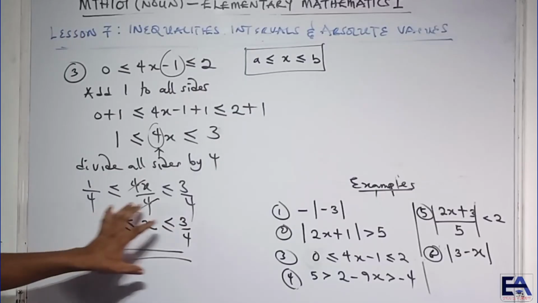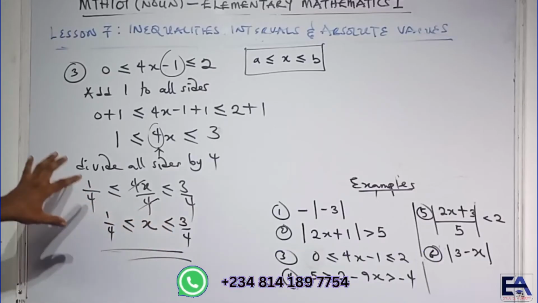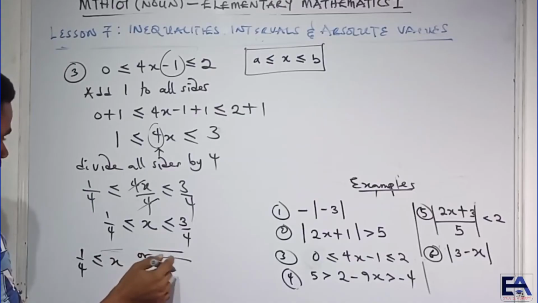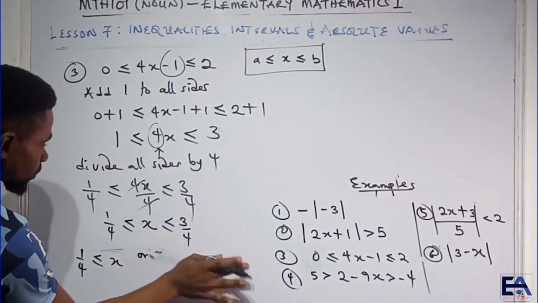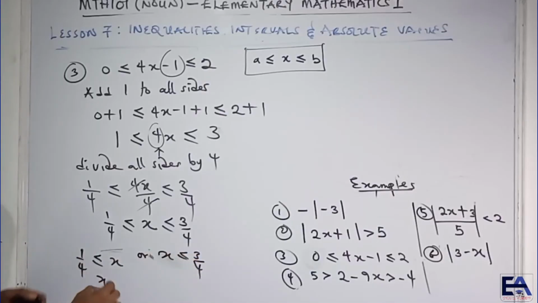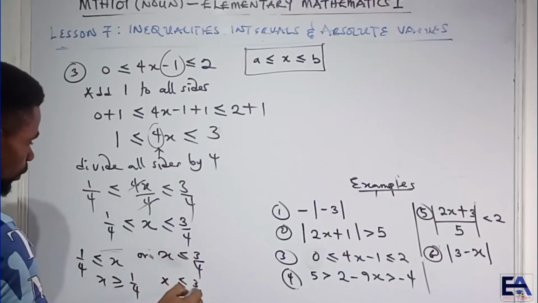So which means the region of x that satisfies the inequality is what? All regions of x between, if you split it, you can split it as 1 over 4 less than or equal to x, all right? And then you put this one here, x less than or equal to 3 over 4, and then you can turn this one to the other side and say x is greater than or equal to 1 over 4, okay? And then x is less than or equal to 3 over 4.